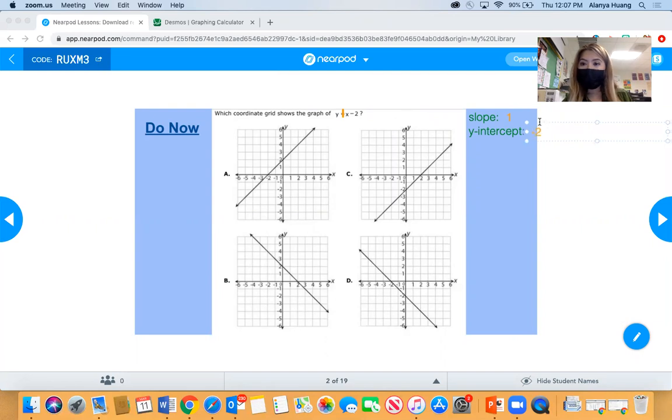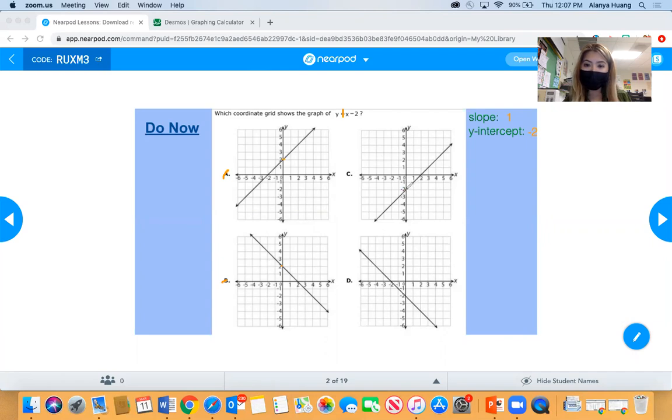So we're now going to go through the process of elimination, and we're going to eliminate any of the answers that do not have a y-intercept of -2 and a positive slope. So A has a y-intercept of +2, but we need it to have a y-intercept of -2, so it's not A. B has a y-intercept of +2, so it's not B.